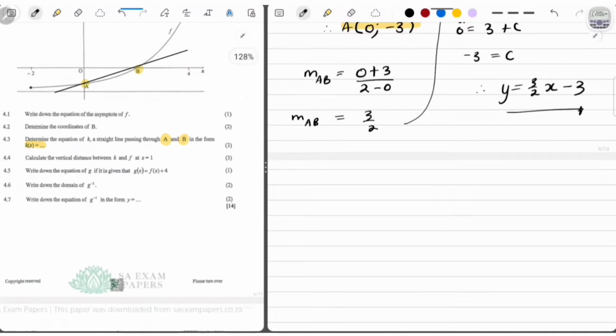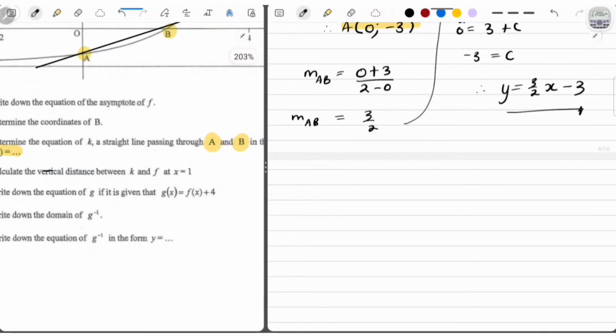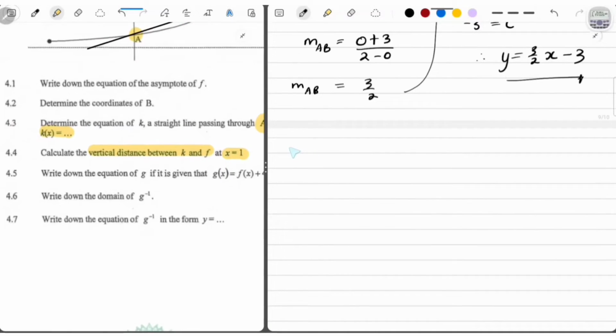So you see, the first 3 questions, that was fine. Okay, moving on to the next question. It says, calculate the vertical distance between K and F at x is equal to 1. So they're telling you where exactly to calculate this. So we're going to end up with a number, not just an expression in terms of x.